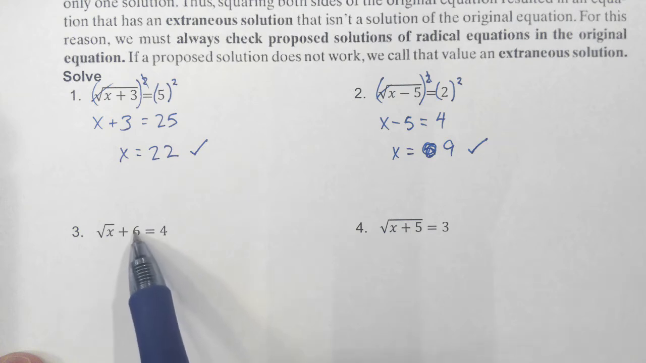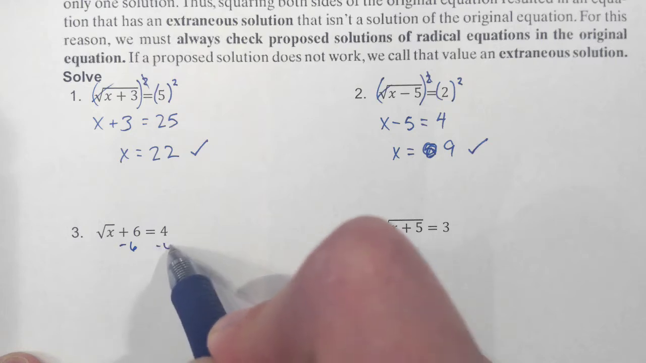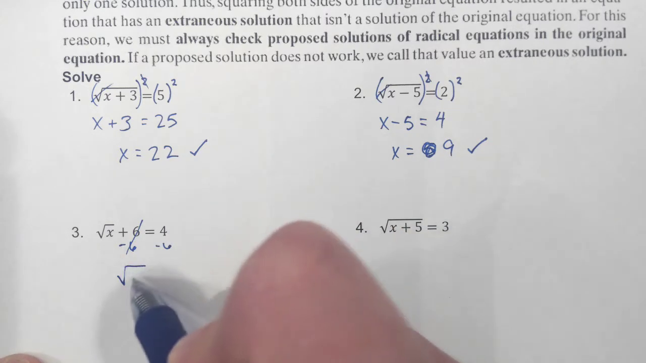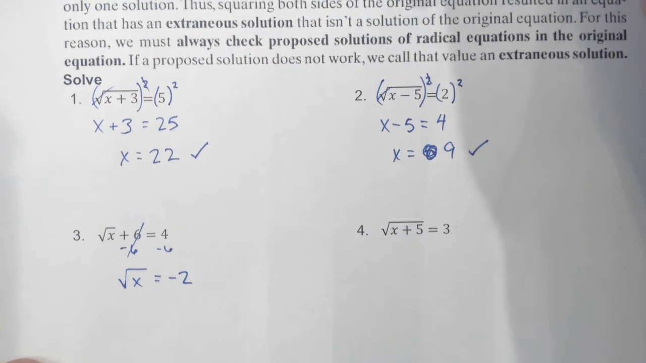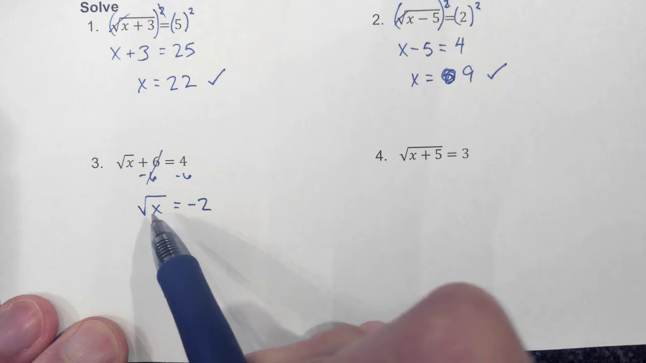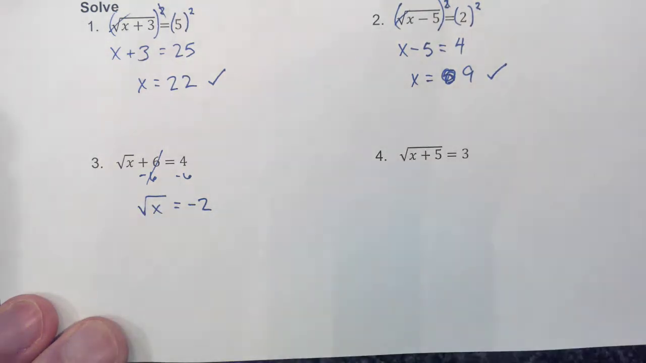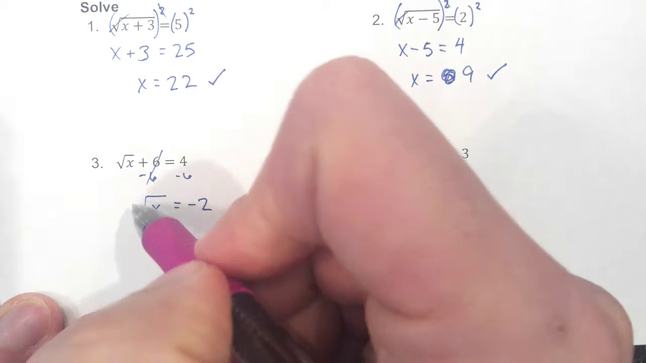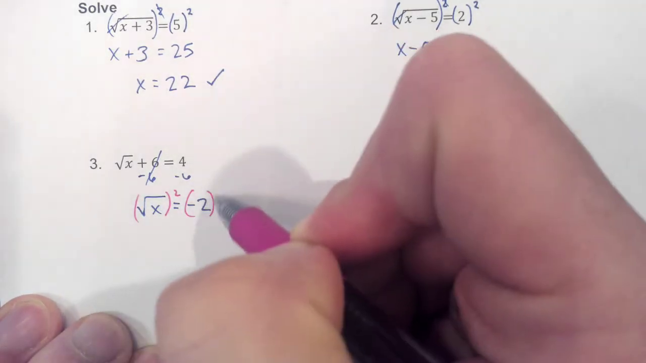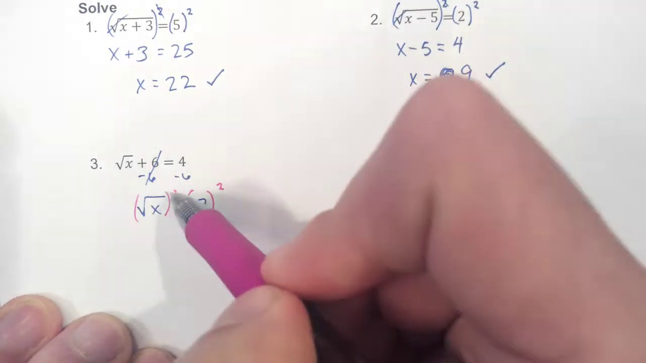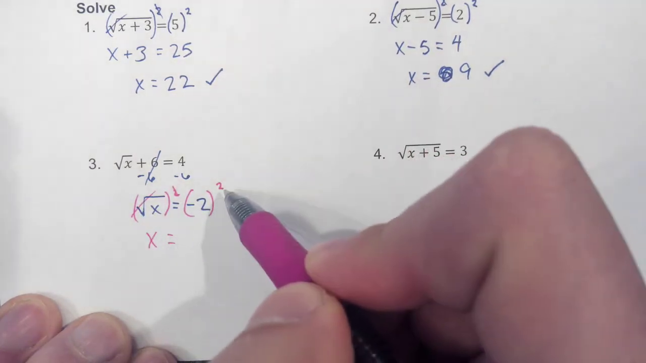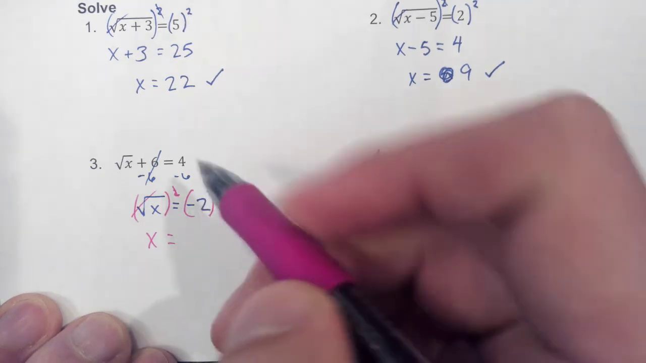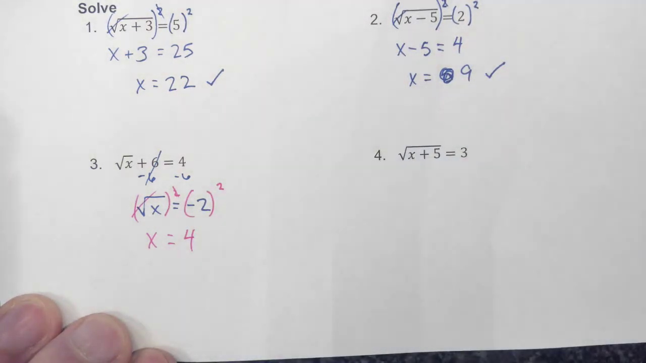Number 3, we see the radical is not isolated. So the first thing we would have to do is actually subtract 6. So we get the square root of x equals negative 2. From there, the radical is now isolated, so we're going to square both sides. Let me get a different color for that. Square this side, square that side. And again, the square and square root cancel each other out. They're opposites. And x equals negative 2 squared. Remember, that means negative 2 times negative 2. That comes out to be positive 4.